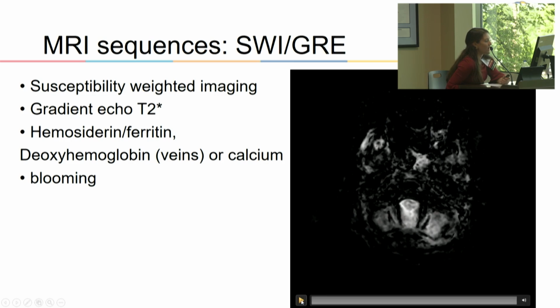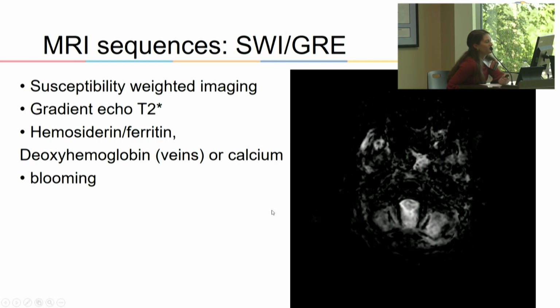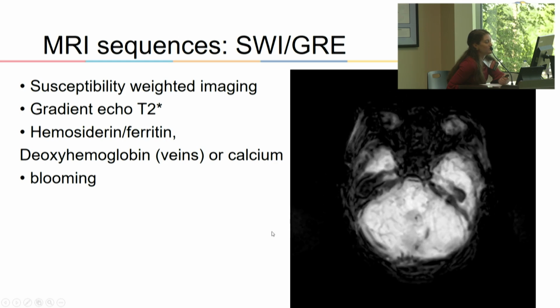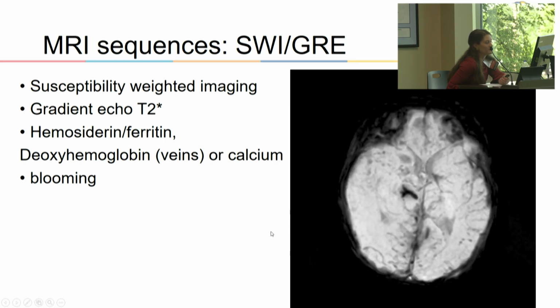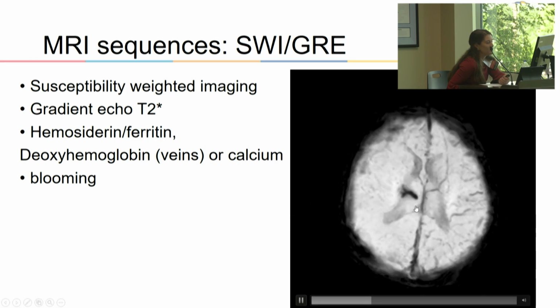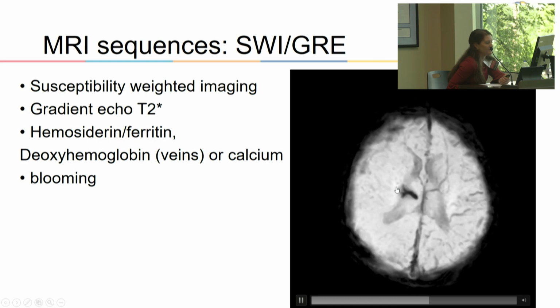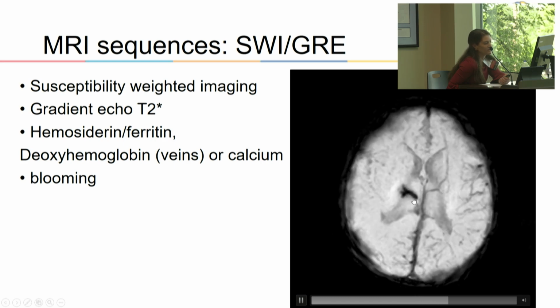So SWI or GRE, susceptibility weighted imaging, is another important sequence in MRI in babies because it lets us see blood. It is based on paramagnetic substances showing up dark. So it can be hemosiderin or calcium. Sometimes it's a little tricky to tell, but you can see, oh, something big is there. And so that indicates that it is either blood or calcium. In this case, it's kind of in a vessel distribution, right?